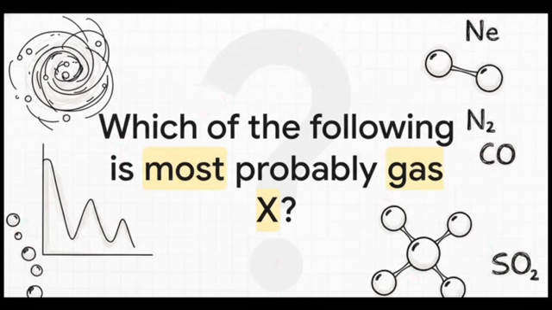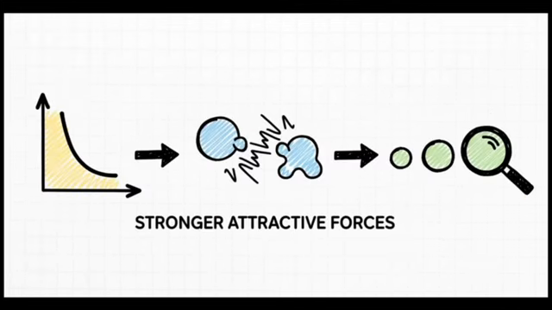The answer is all about understanding what that dip really means. The evidence is crystal clear. A deeper negative deviation means the attractive forces between the molecules are way stronger, and you typically find stronger intermolecular forces in bigger, more complex molecules. So what we're looking for is the biggest molecule in our lineup.